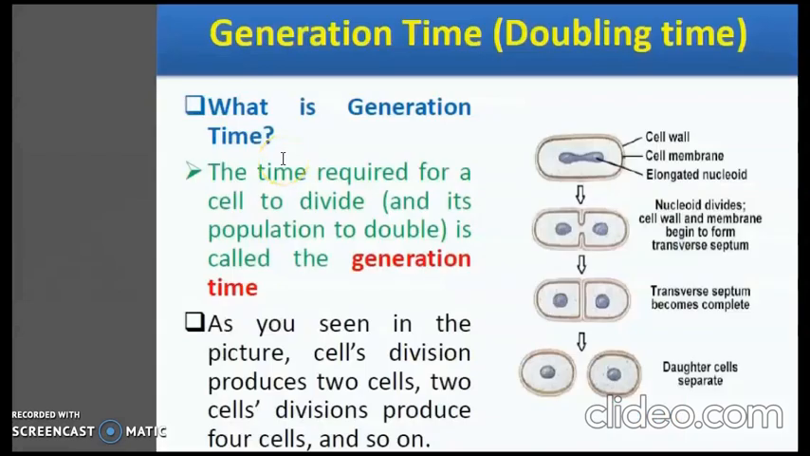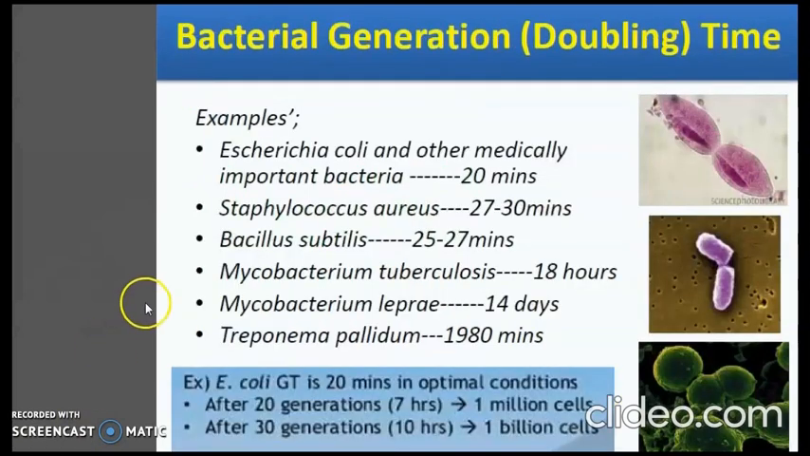The interval of time between two cell divisions, or the time required for a bacterium to give rise to two daughter cells under optimum condition, is known as the generation time or population doubling time. The process of cell division is a continuous process, as you can see. One cell will be giving rise to two cells, then four cells, and it will go on. Now let's see the examples of some organisms' generation time.